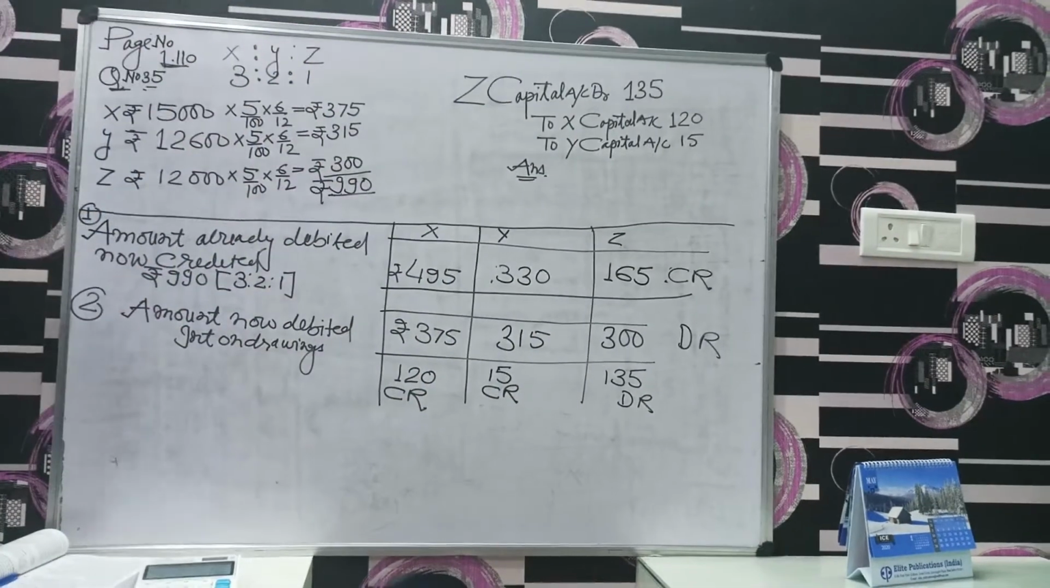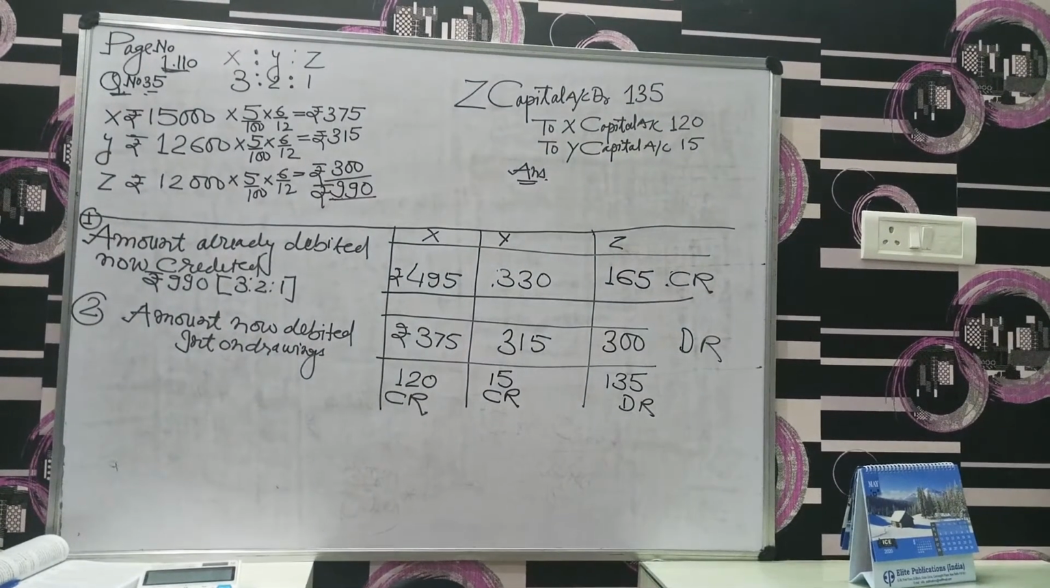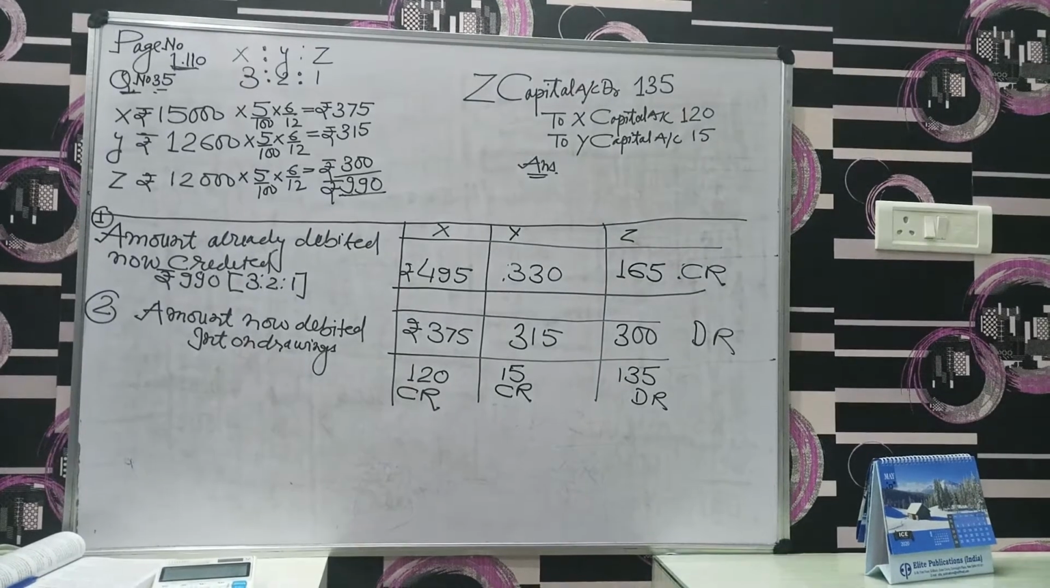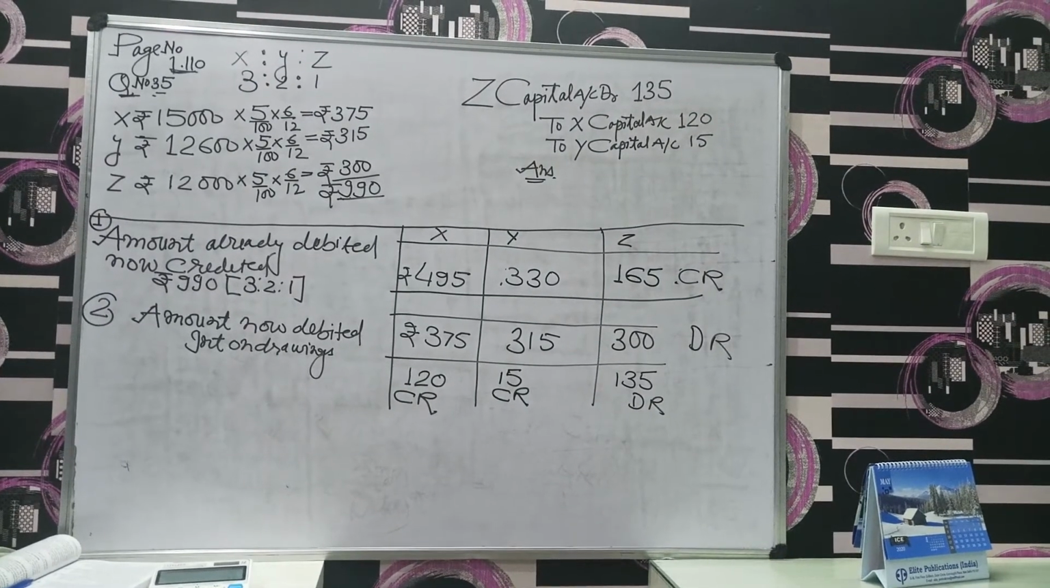Once again, see the process. In the previous class, we made a journal entry with interest on capital. This question based on interest on drawings does the opposite.